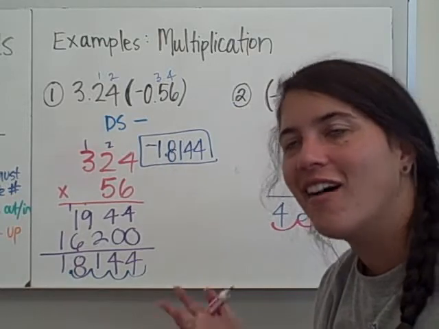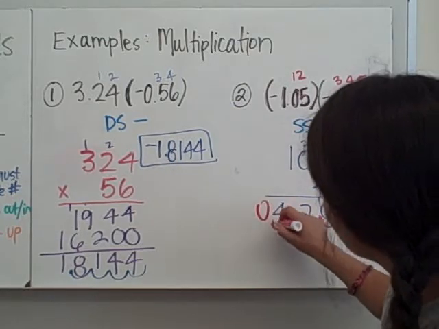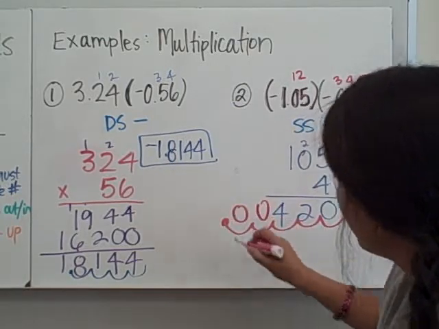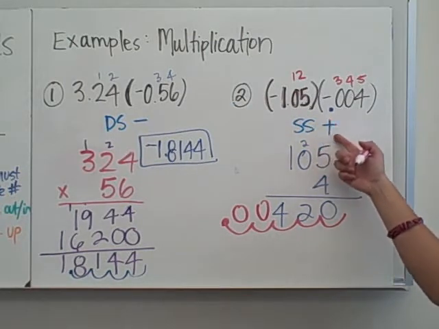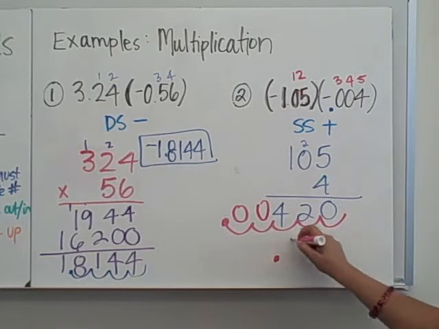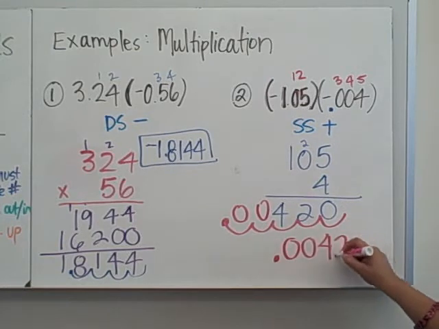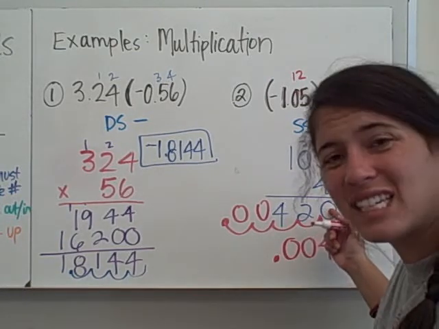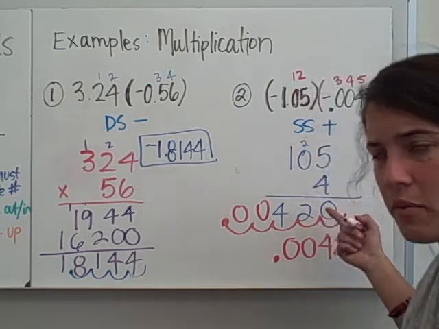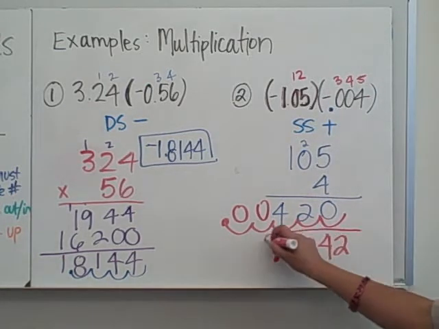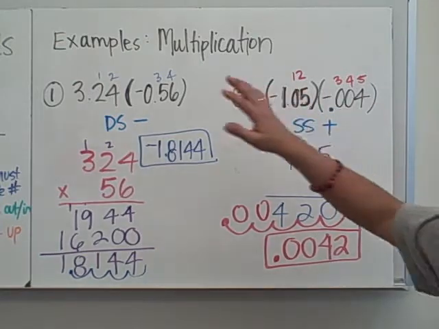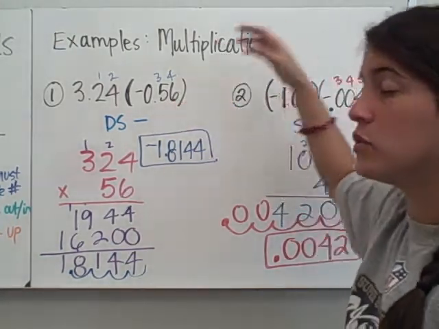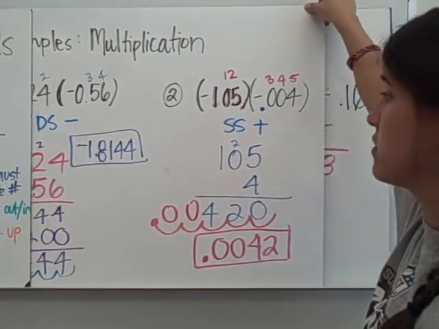What do you do when you run out? Exactly, you put zeros. 4, 5. And I know that my answer is positive. So my answer is 0.0042. And do we really need to write that in 0? No. So .0042 is my answer. So these are multiplication examples. So let me show you some division examples.